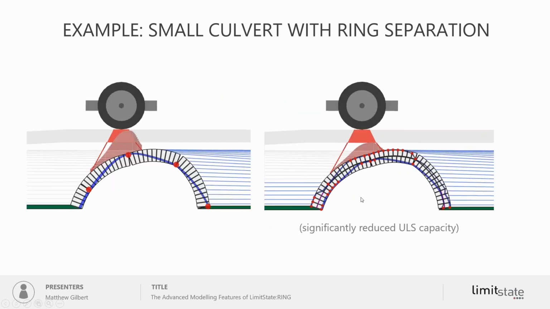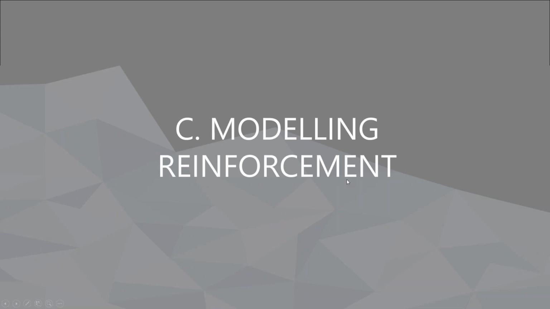So we can model that and we can model the likely mode of response. We can look at the capacity, and we can also look at potential ways of strengthening that structure. So, for example, we could put in some mechanical fixing between those rings, bearing in mind that whatever we put in there has got to be stiff enough as well as strong enough to restore the connection between those rings. Okay, which brings me nicely on to the last topic I was going to cover, which is modelling reinforcement.